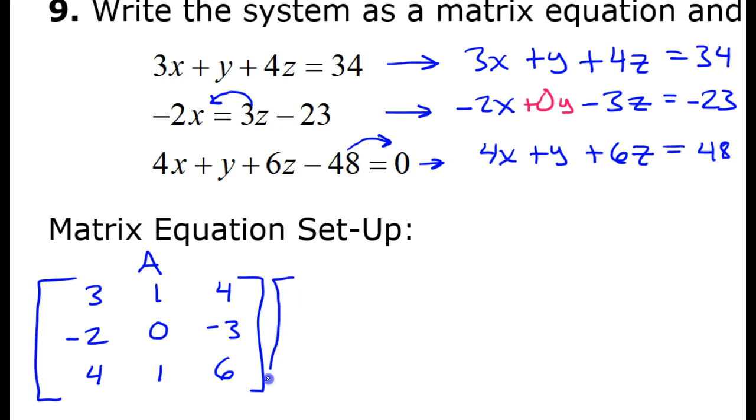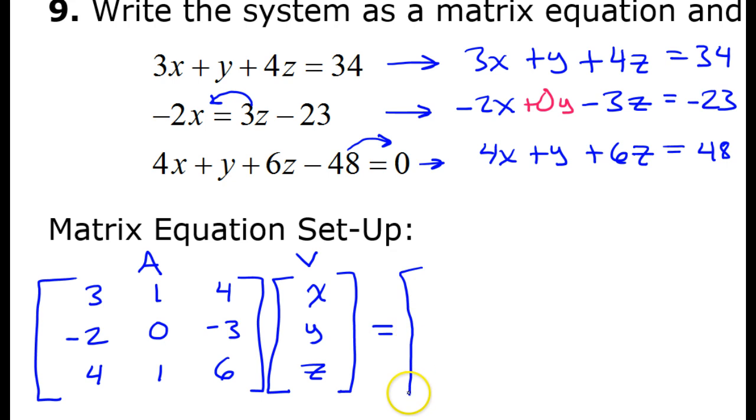Next we need a variable matrix, which will just be x, y, and z, the variables used in the problem. So x, y, and z. I will call this matrix V for variable matrix. And finally we need one more matrix for these numbers on the right hand side of the equations. So 34 and negative 23 and 48. And I will simply call this matrix B.